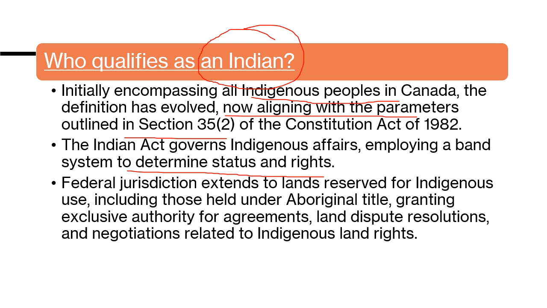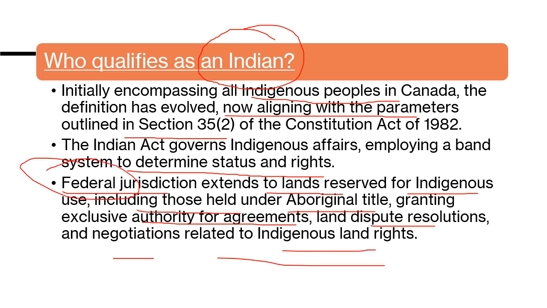Later on, when the constitution came into existence, federal jurisdiction extended over these lands as per 91(24). So federal jurisdiction extends to land reserved for indigenous use, including those held under aboriginal title, granting exclusive authority for agreement, land dispute resolution, and negotiation related to indigenous land. Whenever there is a dispute, one party would be the federal government, if it is the party infringing, because no other authority has the right to interfere in these kinds of things related to aboriginal people.